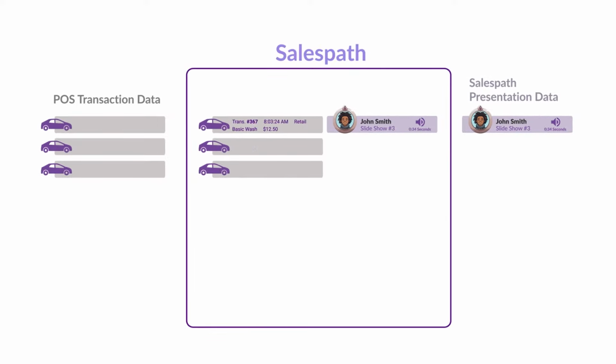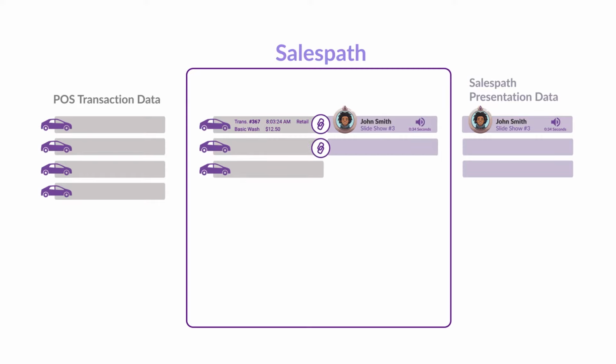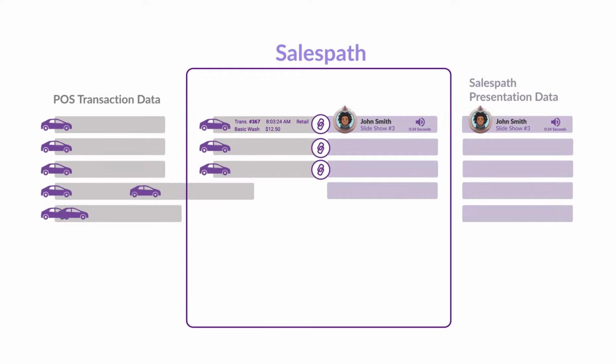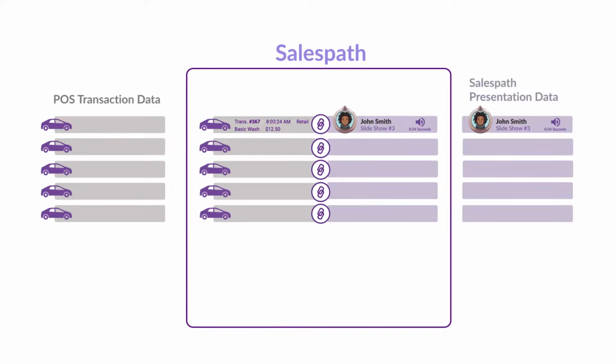Then what Salespath does is bring in the POS transaction data along with the presentation data from the tablets and link them together via a matching algorithm. And that's how we now know which salesperson was responsible for which sales and which transactions. We are basically attributing the salesperson to your POS transactions. But let's dig deeper into this link. How do we do that?